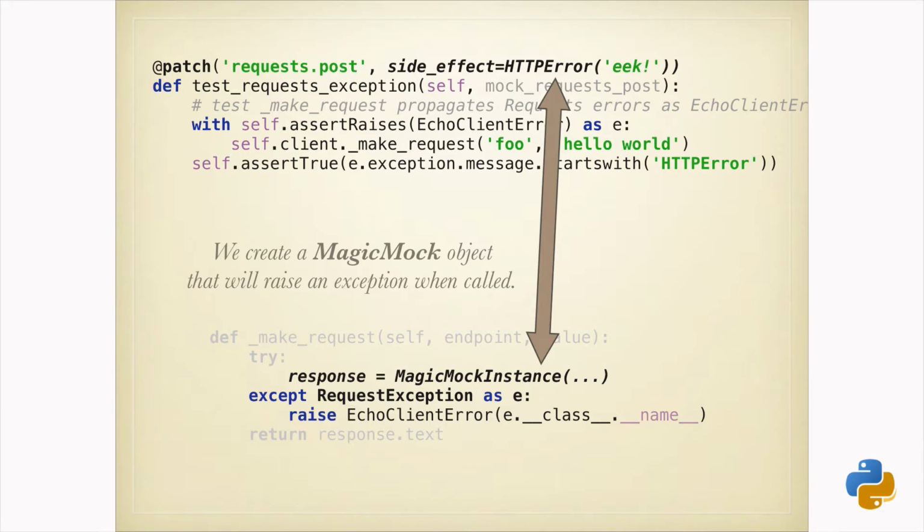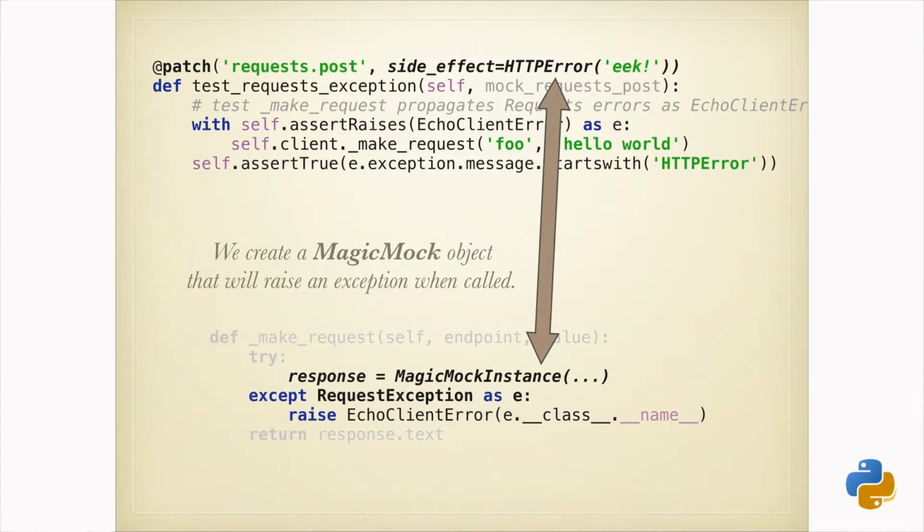So let's have a look at our actual test case. Once again, we're testing for an exception, and we're going to use the patch decorator to mock out request.post. We're setting a side effect here called HTTP error. What happens is that whenever that MagicMock instance is called, it's going to raise the HTTP error as a side effect rather than doing any processing. So we can see our application code below.